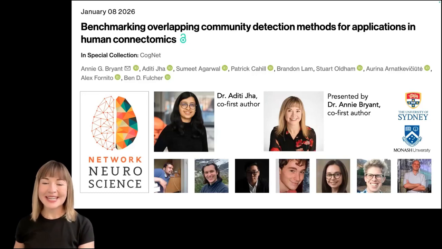Hi, my name's Annie Bryant, and today I'll be walking through this recent paper in Network Neuroscience from my group at the University of Sydney and our collaborators at Monash University in Melbourne. And it's titled Benchmarking Overlapping Community Detection Methods for Applications in Human Connectomics.